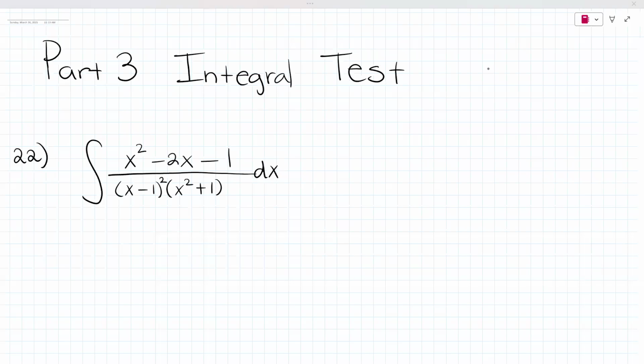Hello, this is part three of integral tests. So we're going to continue on our integral tests. Number 22 says we have to take the integral of x squared minus 2x minus 1 all over (x minus 1) squared times (x squared plus 1) dx.